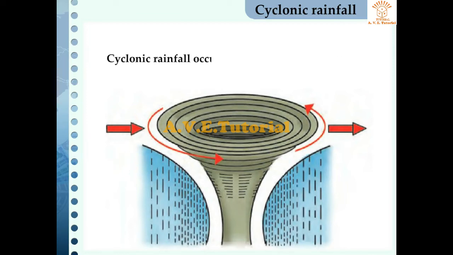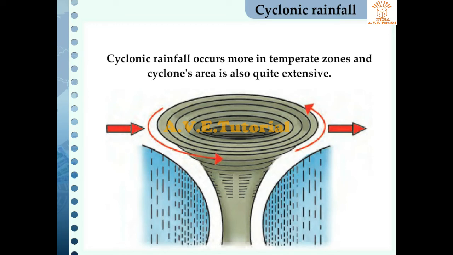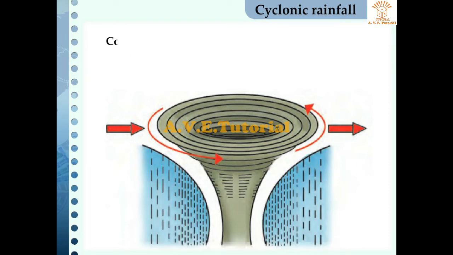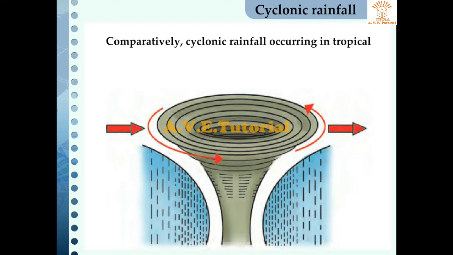Cyclonic rainfall occurs more in temperate zones, and the cyclone's area is also quite extensive. Comparatively, cyclonic rainfall occurring in tropical regions is limited in extent and it is stormy in nature.